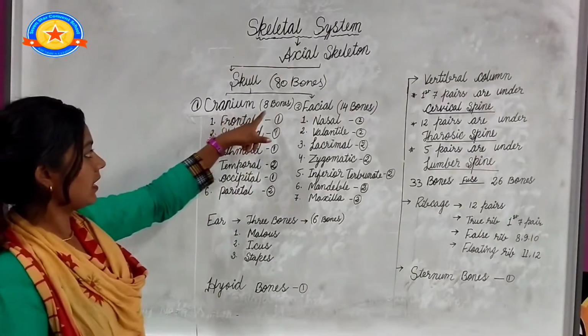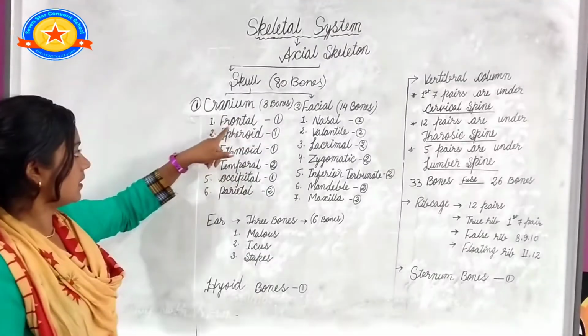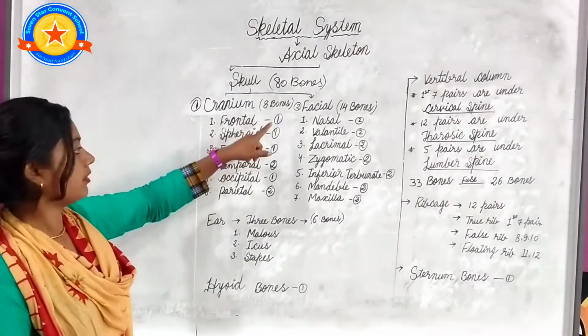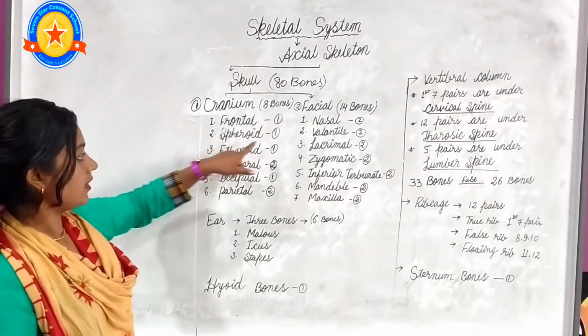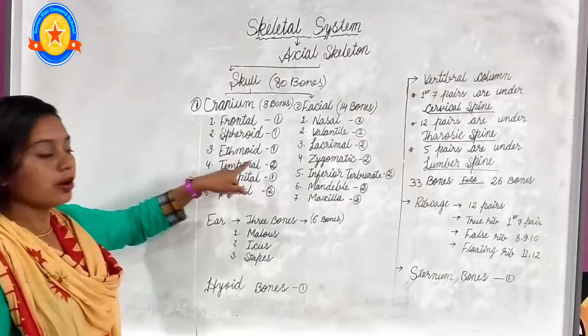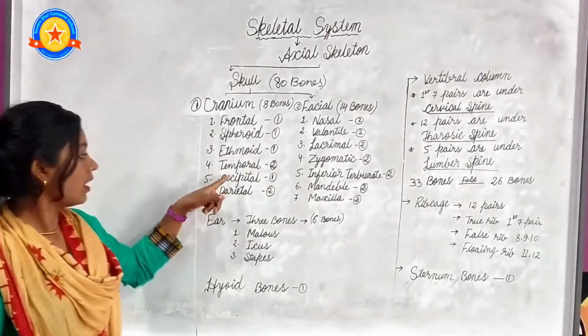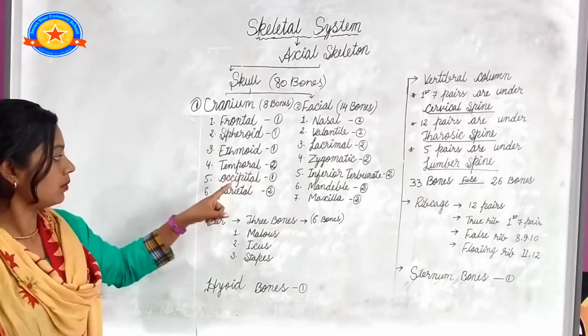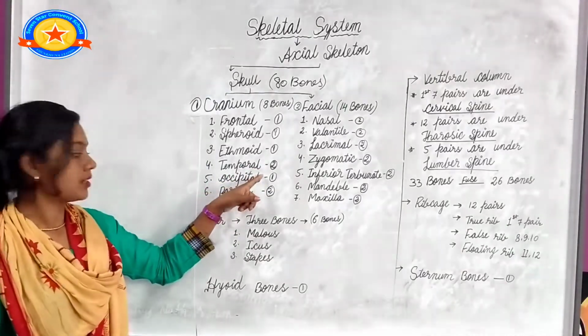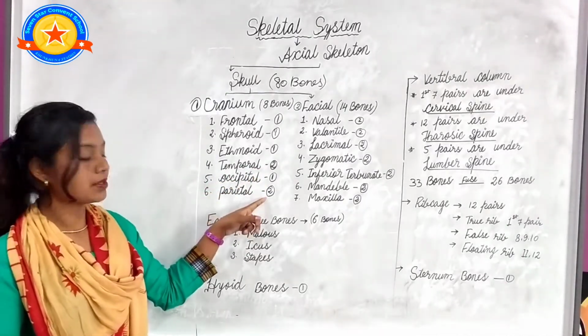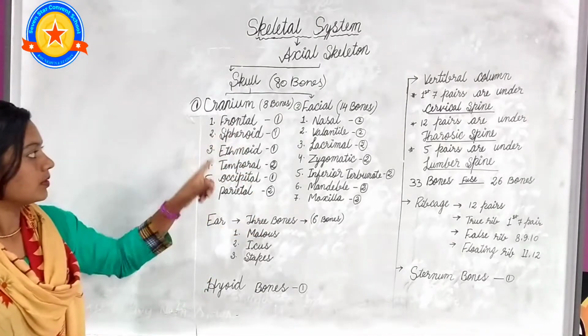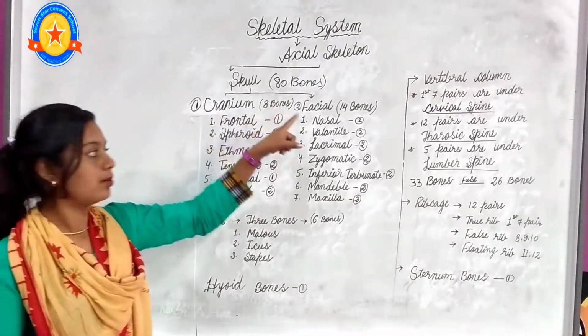In the cranium it has 8 bones. First is frontal, which requires 1 only, sphenoid, it also requires 1, ethmoid, it also requires 1, temporal, it requires 2, occipital, it requires 1, parietal, it requires 2. So the total bones in the cranium is 8 bones.